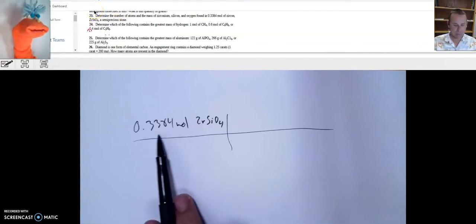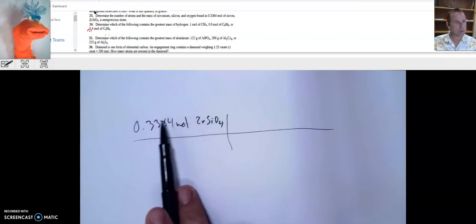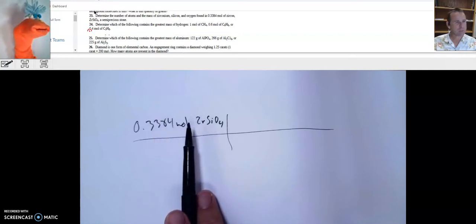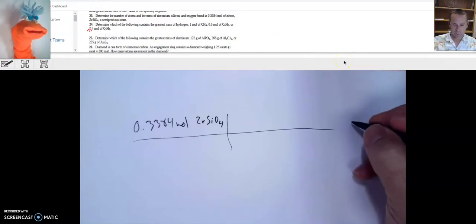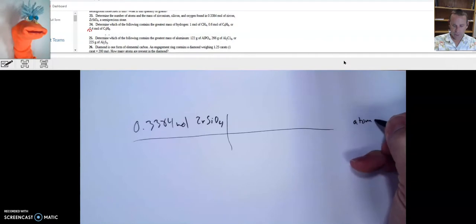All right, so we set this up, right? We are provided how many moles? What are we after? Atoms and the mass, though, of zirconium, silicon, and oxygen found in that. So determine the number of atoms. Let's do that first. Let's do atoms of zirconium, silicon, and oxygen.